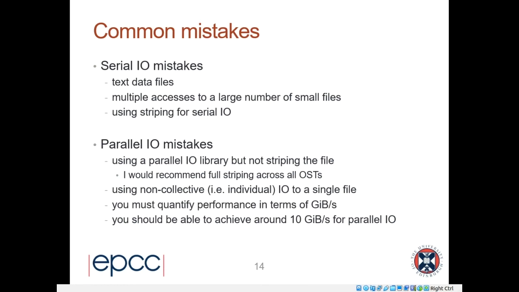And I've written here, you should be able to achieve around 10 gigabytes per second for parallel I/O. This figure came from investigations I did in the early days of the ARCHER2 service, the end of last year, when I didn't understand the aggregator issue. So I think you might be able to get more than that. But that's the kind of numbers you should be getting: tens of gigabytes per second, not single gigabytes per second. I'll learn more in the coming months.